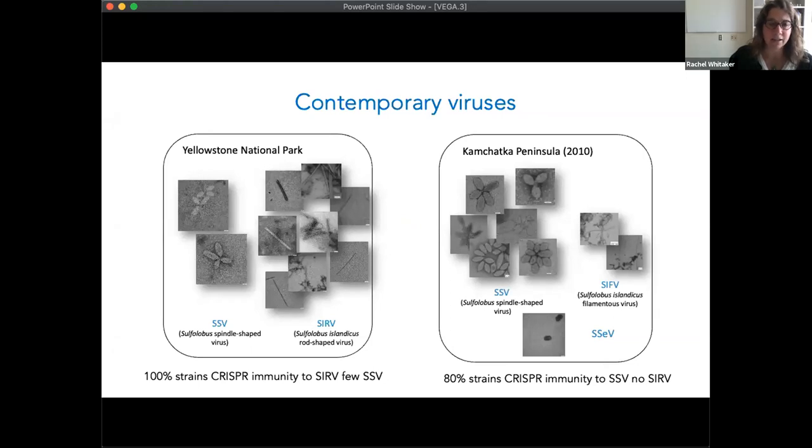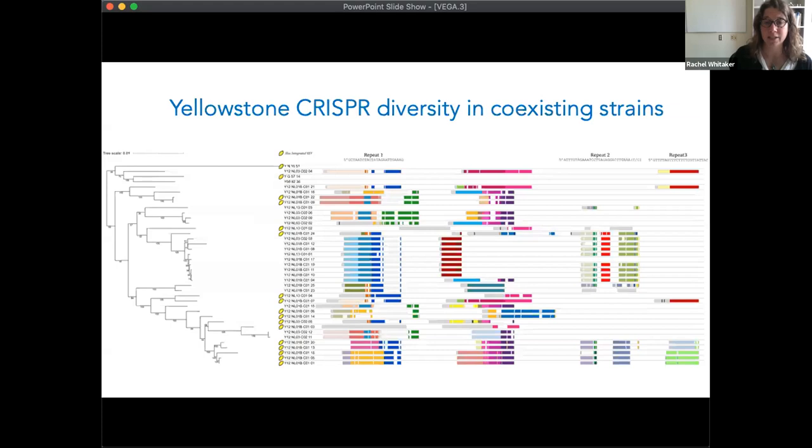We isolated viruses at the same time to go with our hosts. And like I said, in Yellowstone, we found dominance of the SIRVs, the lytic virus. We did find some SSVs, the chronic virus, while in Kamchatka, we only found SSVs, and some other viruses that we think are lytic, but we haven't yet characterized them fully. So these are two different populations that interact with two different viruses with different lifestyles.